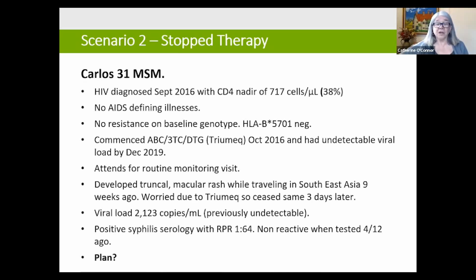2,123. You do a syphilis serology, which has an RPR of 1 in 64, and it was previously non-reactive 4 months ago. So you know that this is a new syphilis infection, and it does fit the clinical picture of secondary syphilis. So what would you do?